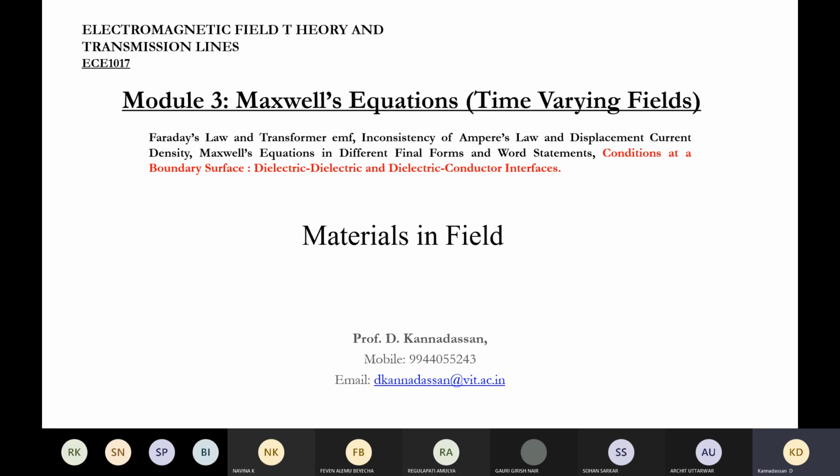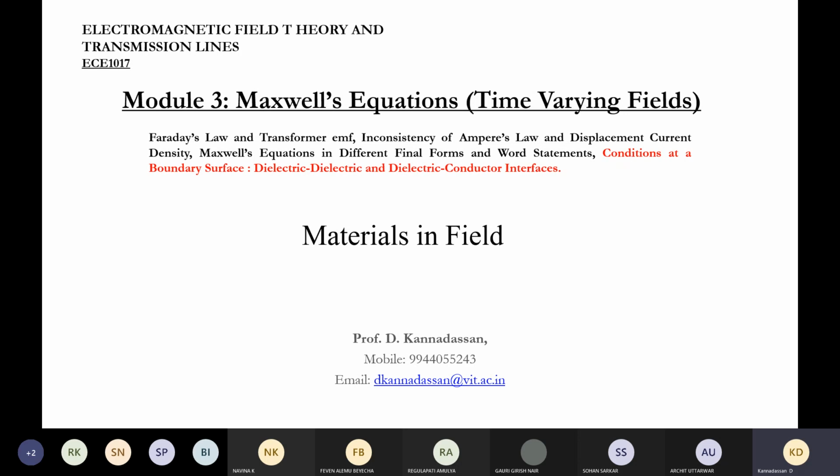For that reason, we are studying two important concepts. One is Faraday's law, another is Maxwell's equations. In Maxwell's equations, we have summarized all the important laws like Gauss law, Ampere's law and Faraday's law, and also the Gauss law of magnetostatics. So these four important equations we have derived.